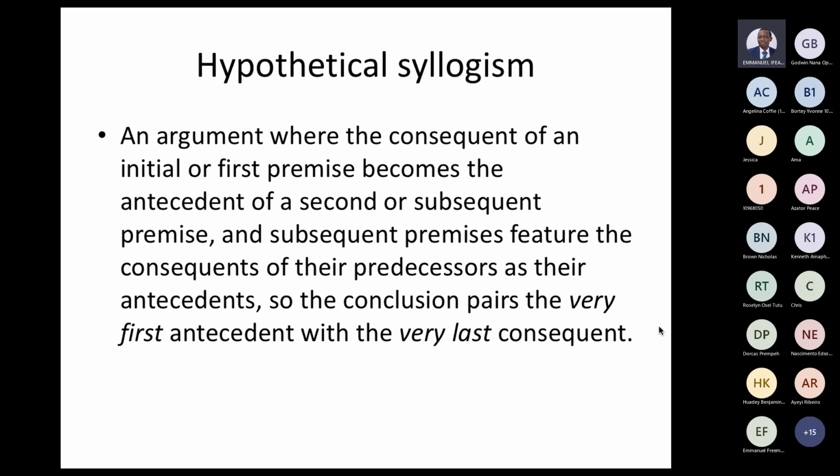Then the conclusion will bring together or pair the very first antecedent with the very last consequent. So if the premises went from A to Z, all A are B, all B are C, all C are D, all D are E, down to Z, then the conclusion will bring together A, which is the first antecedent, and Z, which is the last consequent. And then the conclusion will be, therefore, all A are Z. The conclusion brings together the very first antecedent and the very last consequent.